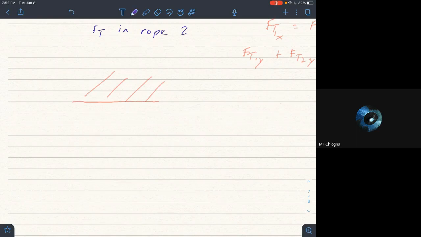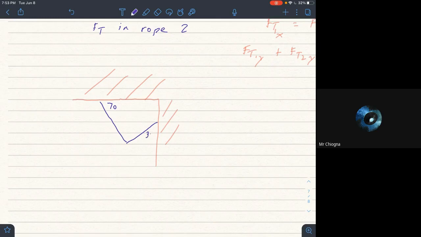So it's hung from a ceiling. You're given the angle. Let's say it's 70 degrees there. You may be given, say it's attached to a wall, you're given this angle here. This angle is 30. You're not interested in this angle here. You're interested in the angle that it makes. You're interested in this angle here.